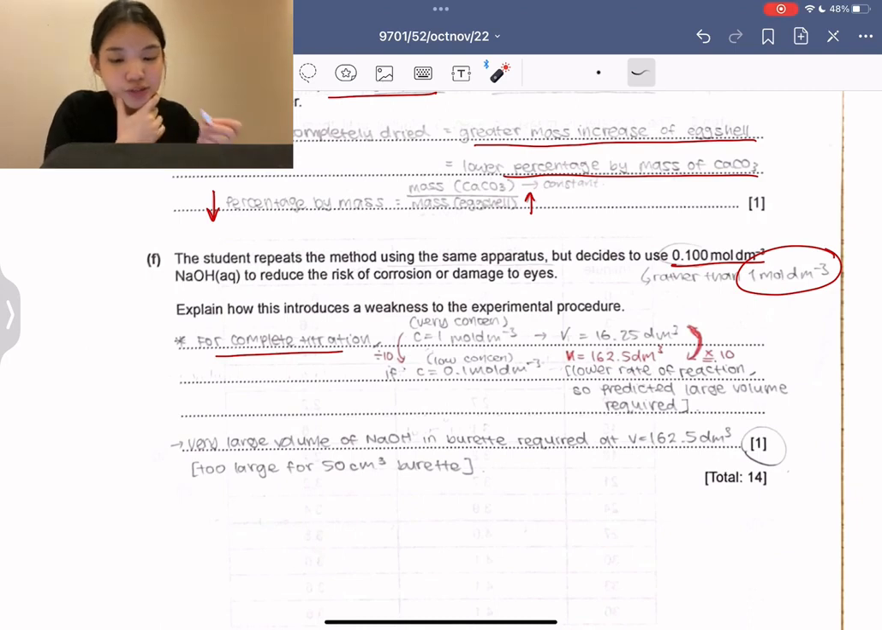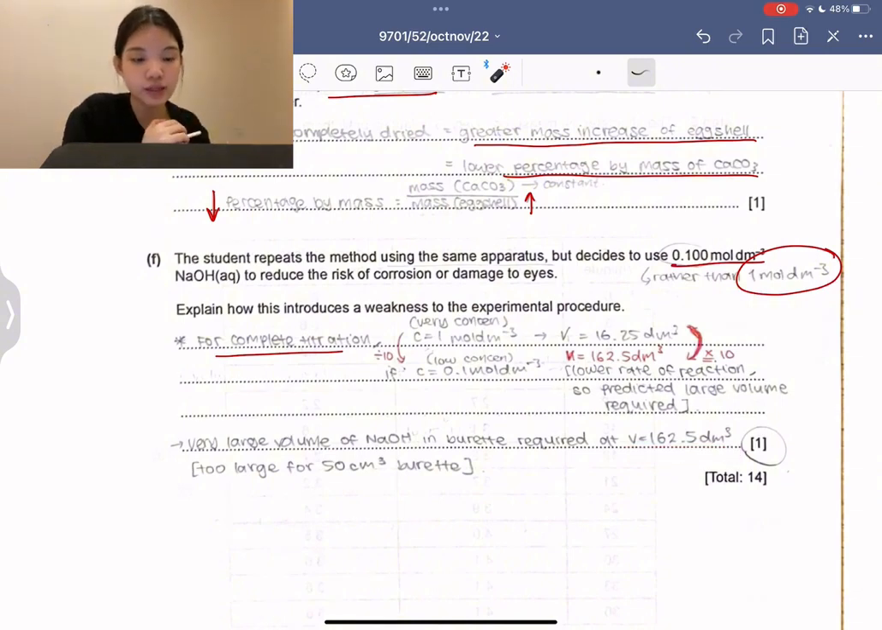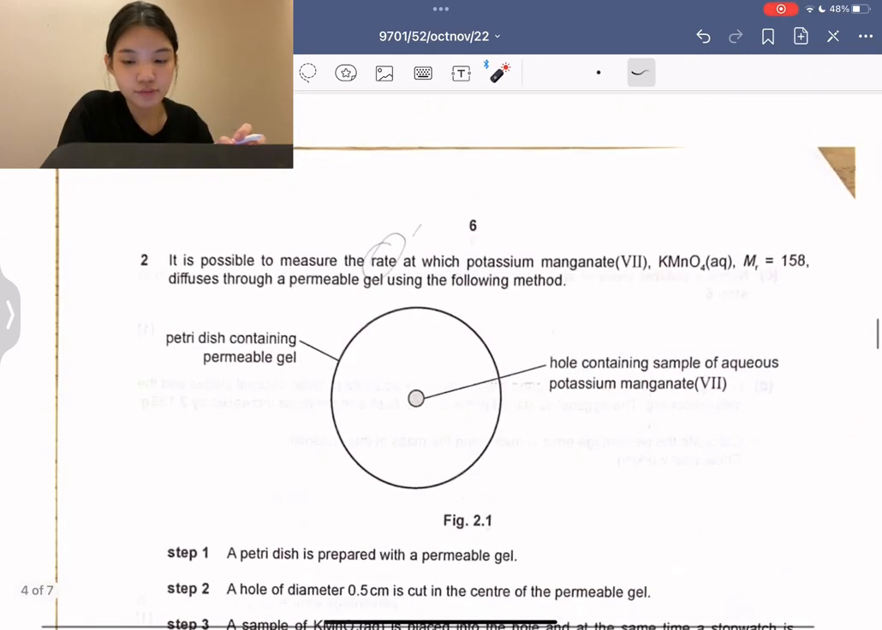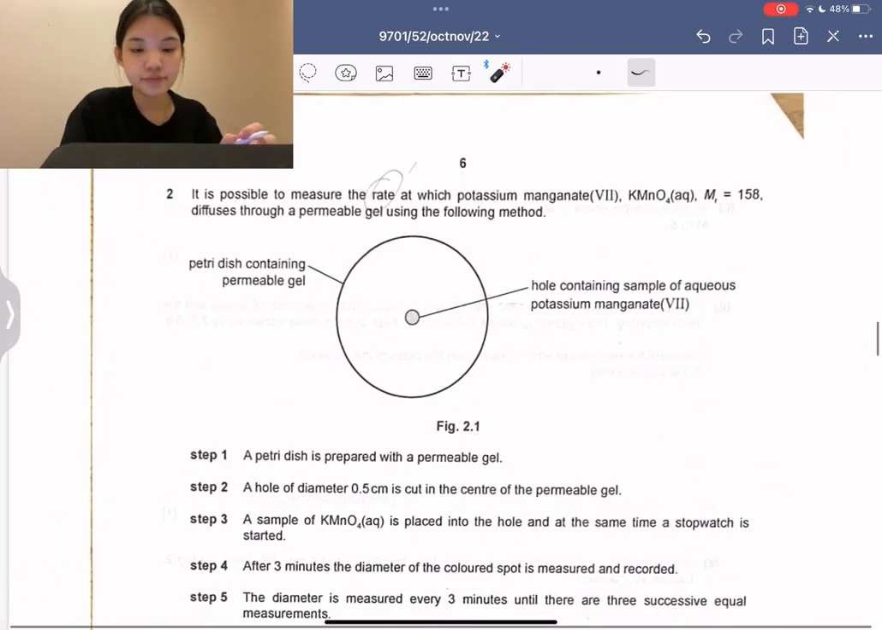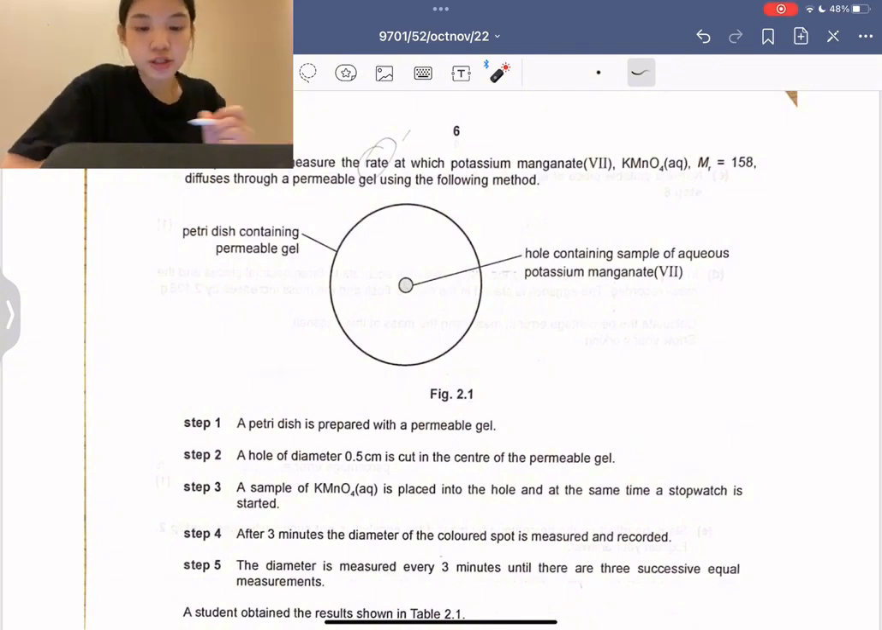So your answer would be a very large volume of NaOH in the burette is required, at a volume of 162.5 dm³. But this is too large for the 50 cm³ burette. This is the weakness to the experimental procedure.